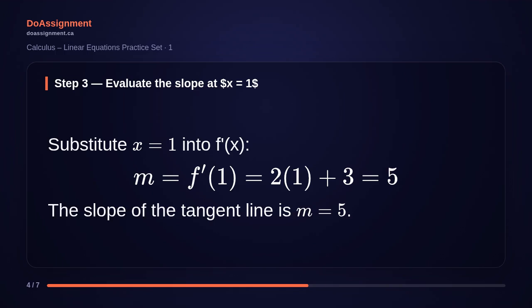Now we substitute x equals 1 into the derivative. 2 times 1 plus 3 equals 5. So the slope of the tangent line at x equals 1 is 5.